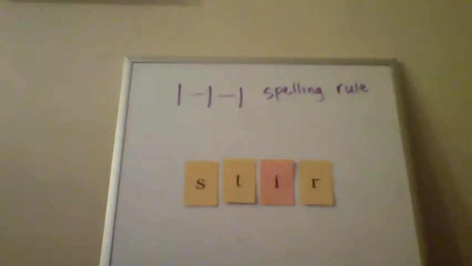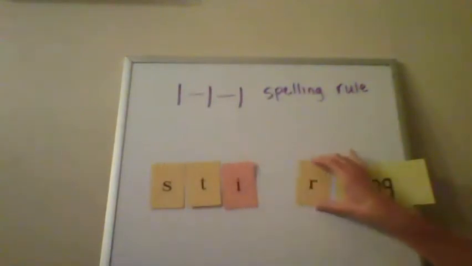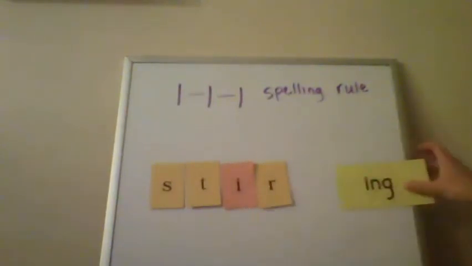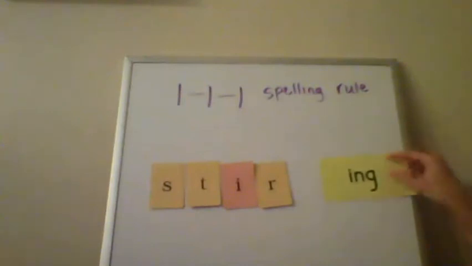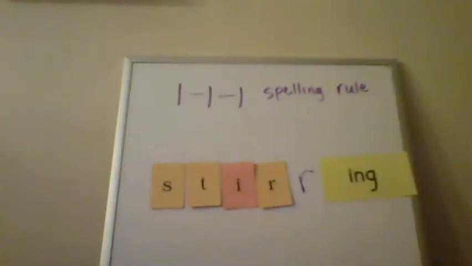Let's add some suffix endings here. If I were to add the suffix ending ing to this word, does that change the base word spelling? Yes. So what we're going to do is look at the consonant after the vowel when it's a vowel suffix ending, and then you're going to double that consonant R and spell the word stirring. Stirring.